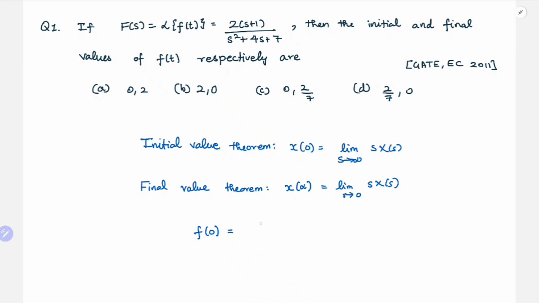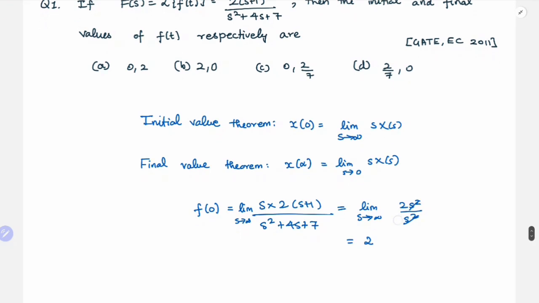So let us find f of 0 first. It is limit s tends to infinity of s into X of s, which is s into (2s plus 1) by (s square plus 4s plus 7). As s tends to infinity, only the highest power terms will survive, which is nothing but 2s square by s square, which is nothing but 2. My initial value is 2. So from this only you can find option B is the only right one.